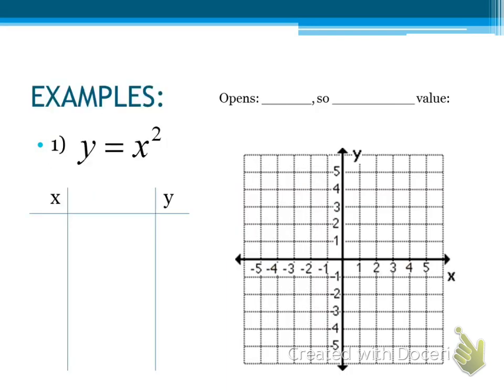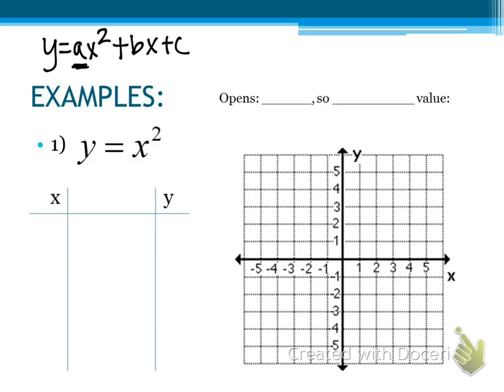All right, so at the top here, above our graph, it says opens blank, so blank value. What that means is we need to determine if it's going to open up or down. And based on if it's opening up or down, it will either have a minimum or maximum value. Now to decide if it opens up or down, we need to know if a is positive or negative. So remember our general form is y equals ax squared plus bx plus c. So a is right out in front of the x squared.